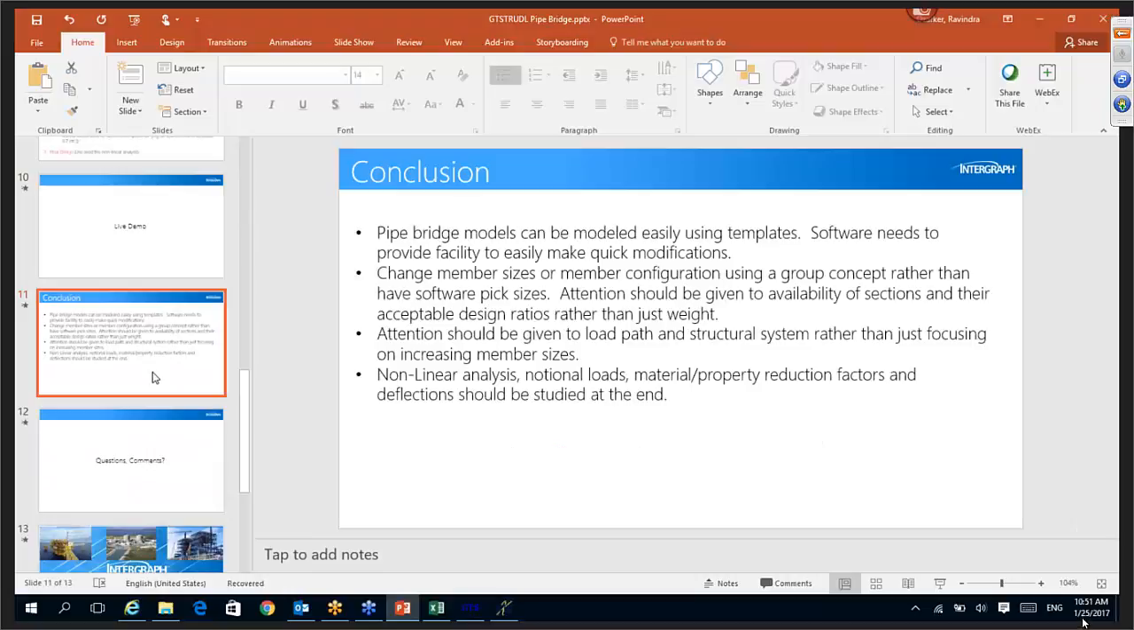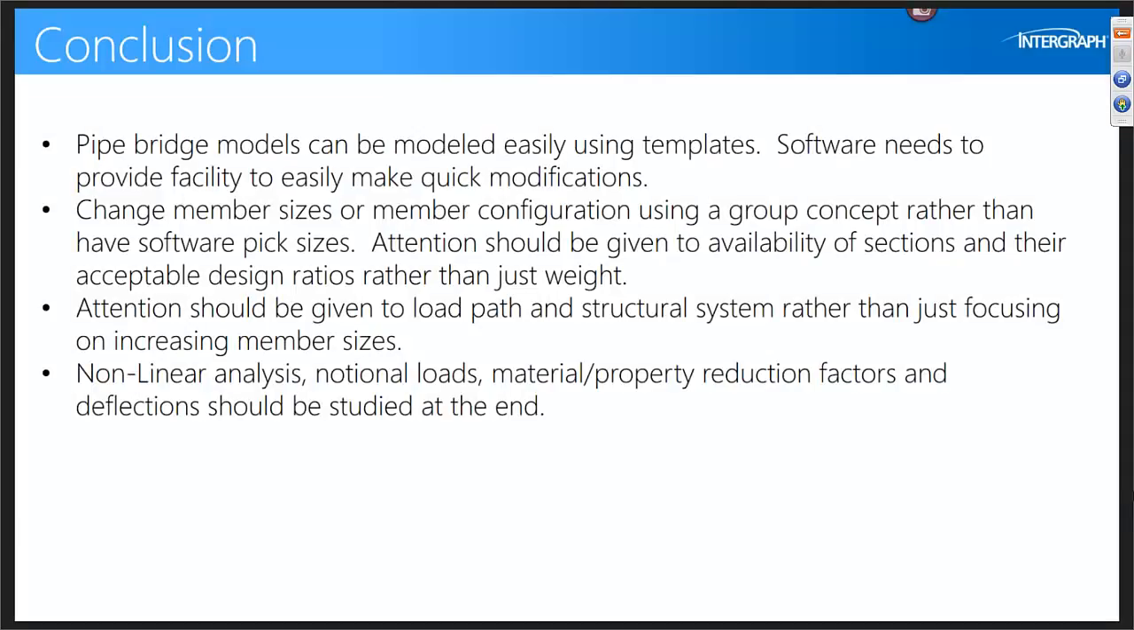My concluding comments for today's presentation are that we can easily model structures using these software products, but we need to have a process in place. Of course, we need a good user interface to make these changes, like we did. We also recommend that when you make changes to member sizes, yes, there is a product that does member selection for you, and GT Strudel can select member sizes for you. But you need to pay attention to the applicability of that section to your design.